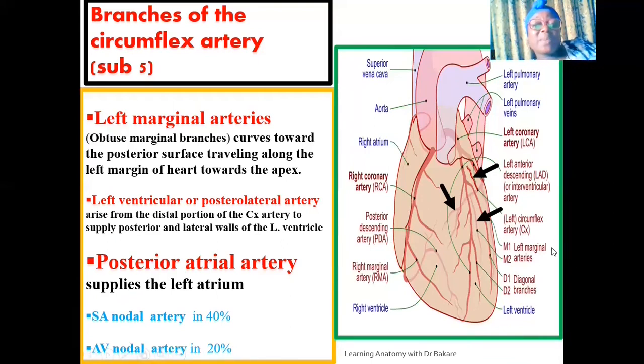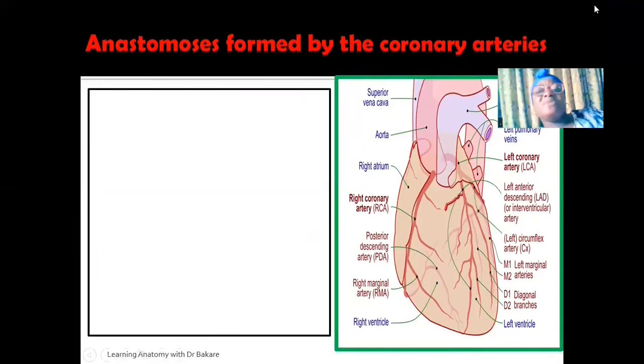Remember, we already talked about the SA nodal artery in our branches from the right coronary artery, that it would emerge from the right coronary artery in 60% of the population. So the remaining 40% will emerge from the circumflex artery, which is a branch of the left coronary artery. So it's good for us to be able to establish these variations. So going further, we've described the number of anastomoses that are created by the coronary arteries, where one branch from the right coronary artery will form an anastomosis with another branch from the left coronary artery.